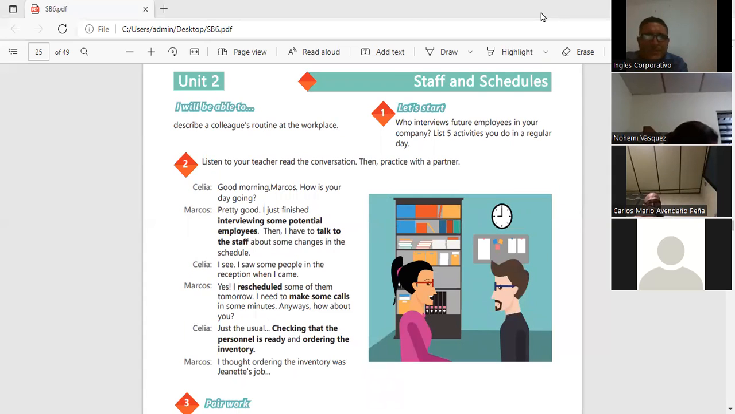Breakout rooms, 22 people, that's a good number. Son muy constantes ustedes, los felicito. Okay, create. We're gonna move this person to 5. All right, let's practice pronunciation and reading comprehension. Let's go.